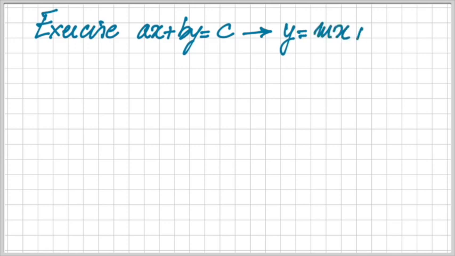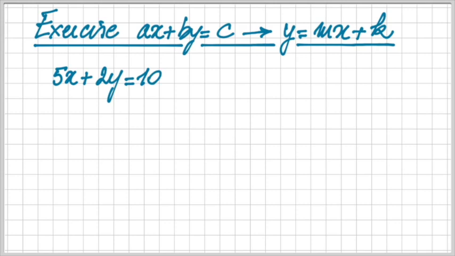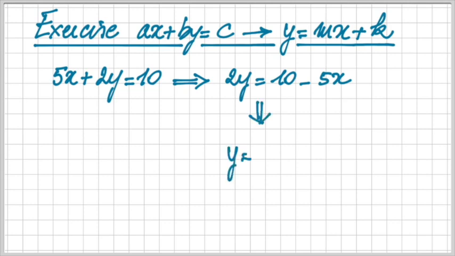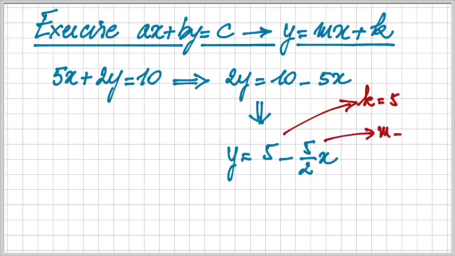The next thing to do is to see how we can do that in an example with a real equation without the symbols. So we have 5x plus 2y is equal to 10. Like we did before, we bring the 5x to the right hand side, and the new expression is 2y is 10 minus 5x. We now divide by 2. And we see that y is equal to 5 minus 5 halves times x. And this is also k, which is equal to 5. That is the y-intercept. And the slope m is minus 5 divided by 2.